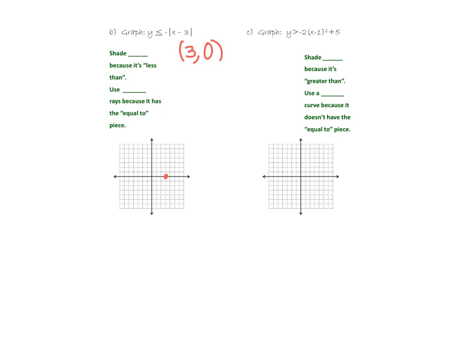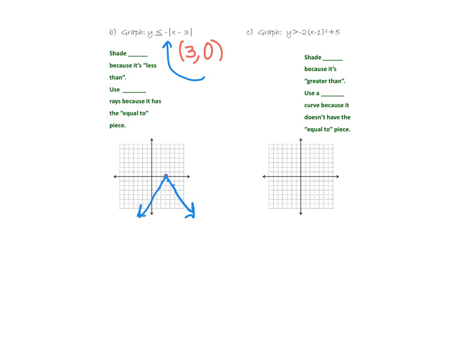My slope here, take a look, is negative 1. So from the vertex, I'm going to go down 1 over 1, down 1 over 1, and I'm going to do my best to connect that line. Why am I doing a solid line? Because I see the less than or equal to.